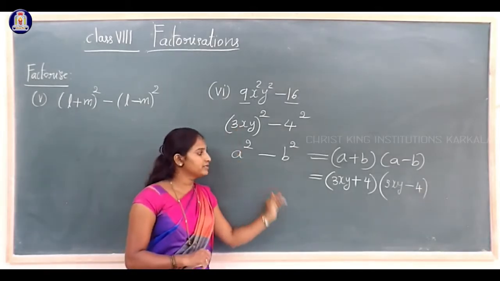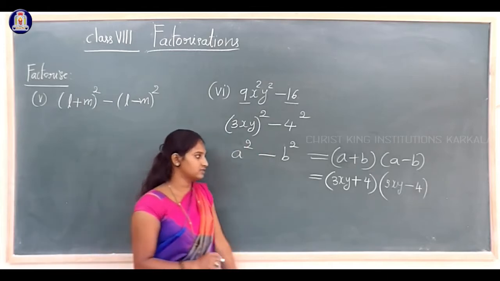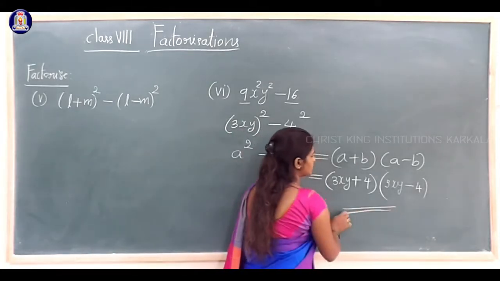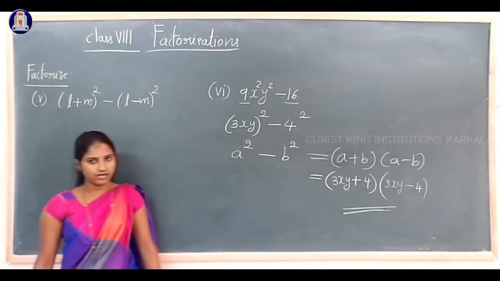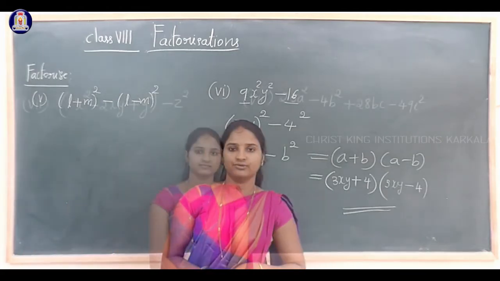So this is a method of factorizing here. If you factorize this, you will get two factors. One is 3xy plus 4 and another one is 3xy minus 4. Okay, these are the two factors.